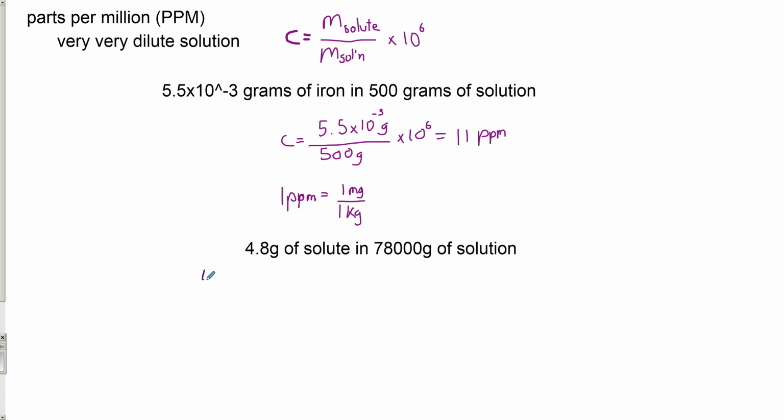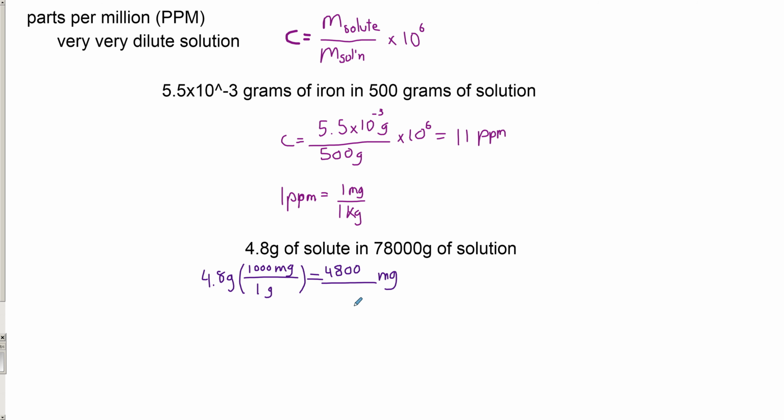So 4.8 grams. There's my conversion bracket, and I'm aiming for milligrams. There are 1,000 milligrams in 1 gram. Therefore, we have 4,800 milligrams.